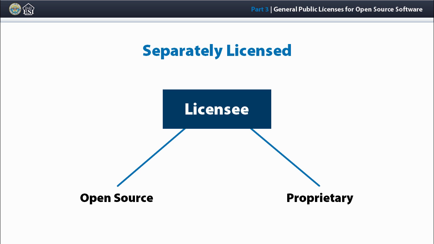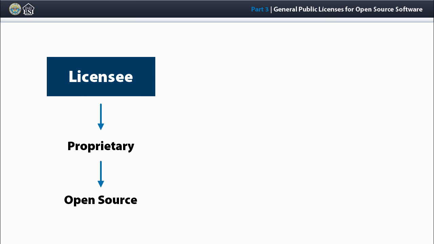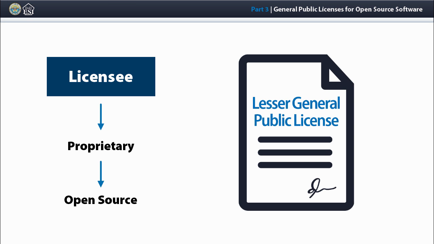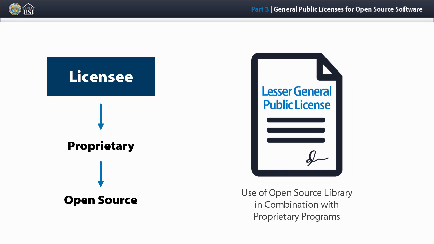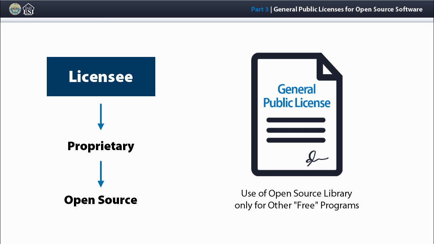The example of working in conjunction with software would be an open source operating system working with a proprietary commercial logistics application. If users want to combine open source with proprietary software, it is recommended they use something called the Lesser General Public License, known as the LGPL. Using the Lesser GPL permits use of the open source library in combination with proprietary programs. Using the standard GPL for an open source library makes that library available only for other free programs.